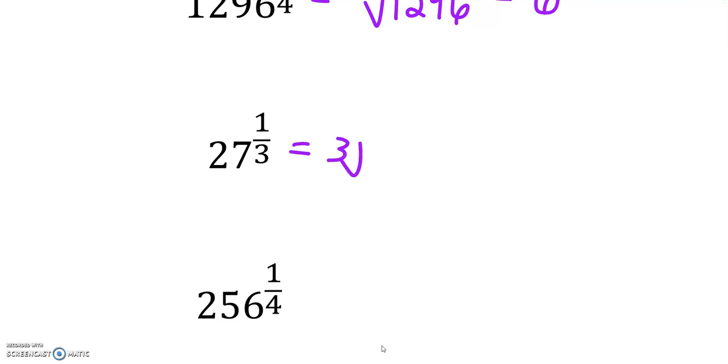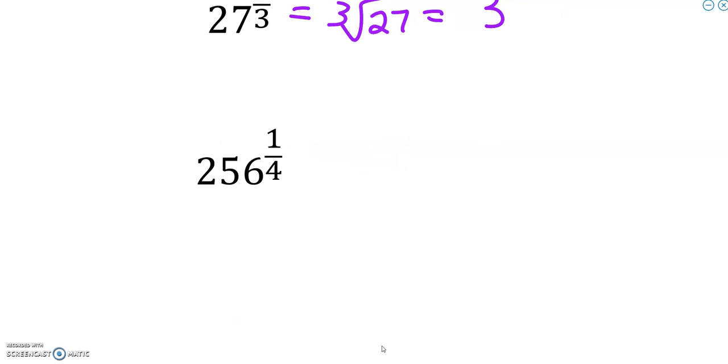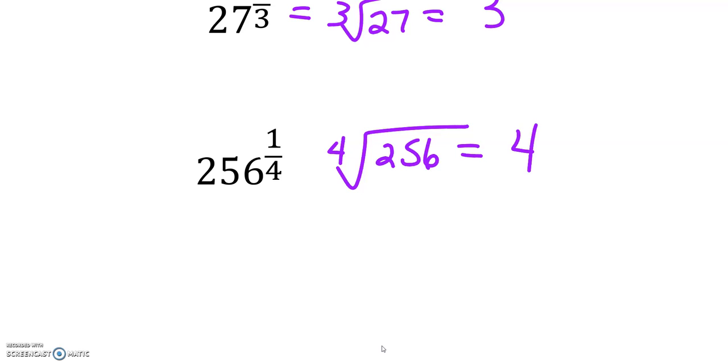All right, this one is the cube root. This one changes to the cube root of 27. And what is the cube root of 27? Well, it's 3. This one is the fourth root of 256. So what to the fourth equals 256? Well, that's 4.